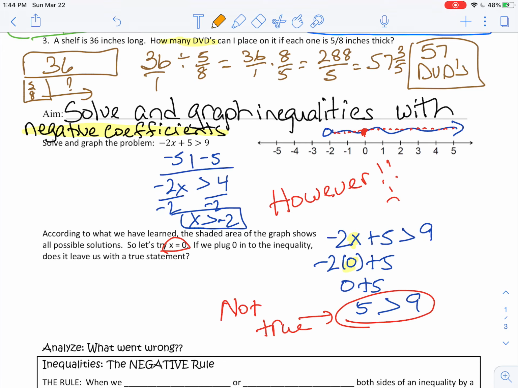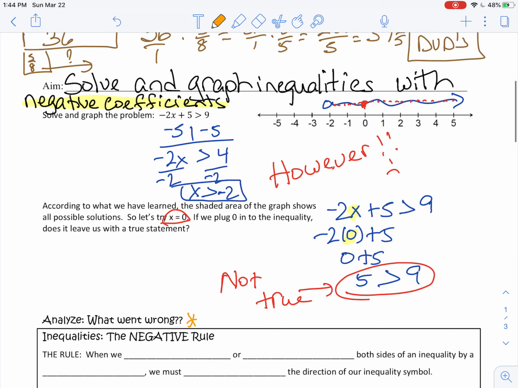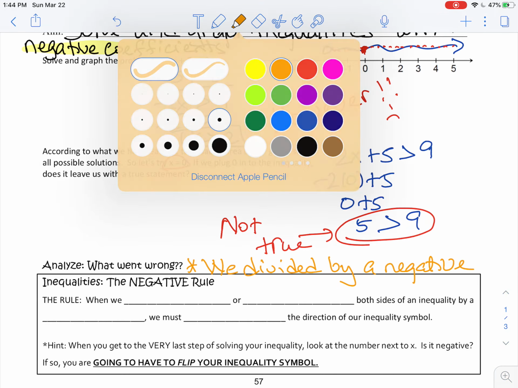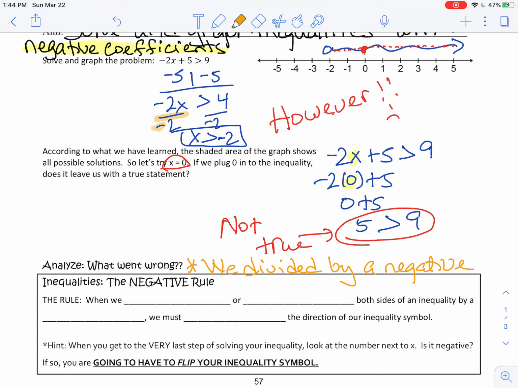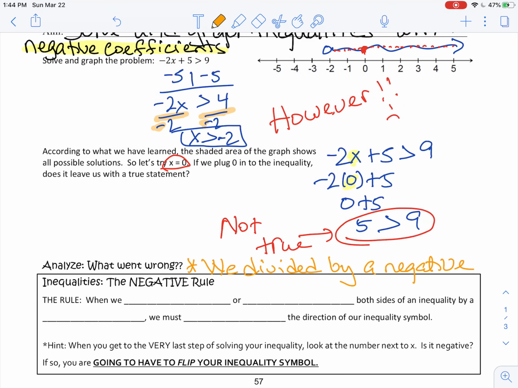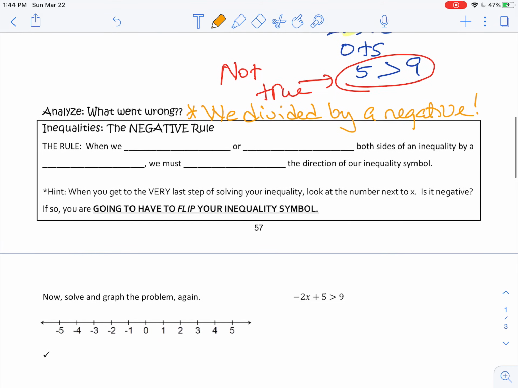So, what went wrong? I'm going to tell you what went wrong. Everybody's writing. What went wrong was that we divided by a negative. Up here, I'm going to highlight it. Up here, we divided by a negative number. When we divide by a negative, it's not going to be as straightforward as it was yesterday. So we have to be careful here.